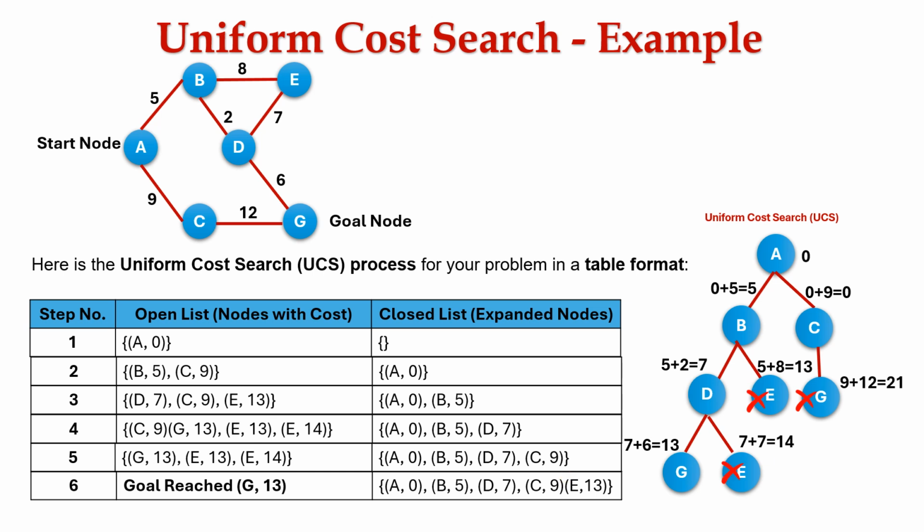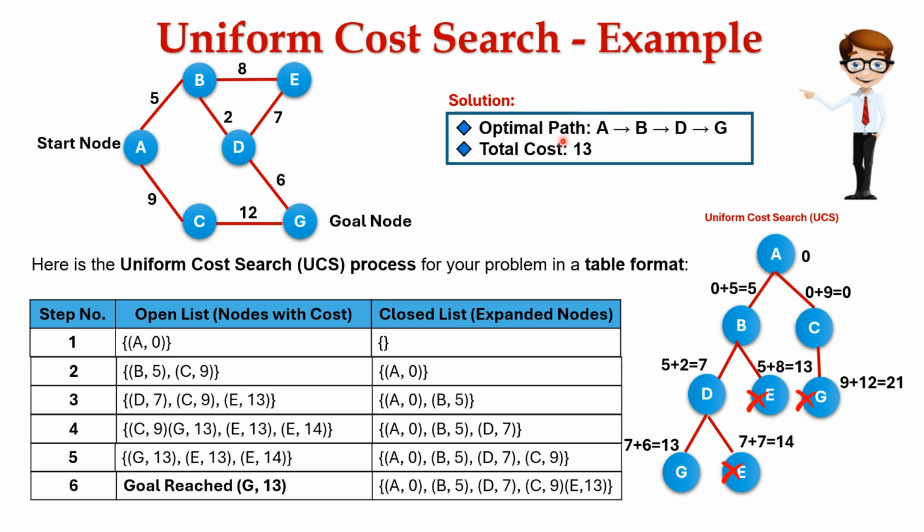The final solution of our problem is the optimal path required is A to B, B to D, and D to G. We can see here in our tree, that is starting from A, we have moved to B, B to D, and D to G. The total cost incurred to reach the goal node is 13. So hope you are clear on uniform cost search algorithm with this example problem.